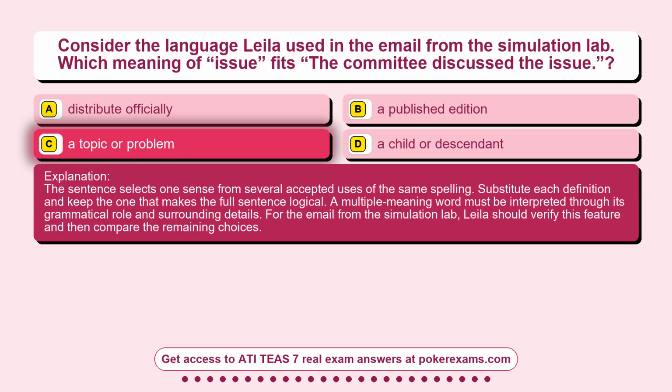The sentence selects one sense from several accepted uses of the same spelling. Substitute each definition and keep the one that makes the full sentence logical. A multiple-meaning word must be interpreted through its grammatical role and surrounding details. For the email from the simulation lab, Layla should verify this feature and then compare the remaining choices.